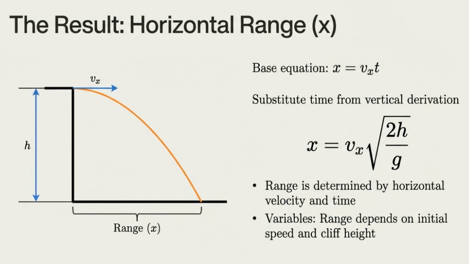Here, we see how the horizontal range is calculated by combining horizontal velocity and the time the object is in the air. The base equation shows that distance equals horizontal velocity multiplied by time. To find the time, we use the vertical motion formula, which involves the height of the cliff and gravitational acceleration. Substituting time into the horizontal equation, we get the range as the horizontal velocity times the square root of 2 times the cliff height divided by gravity. This tells us the range depends on how fast the object moves horizontally and how high it falls from, illustrating the main factors affecting the distance traveled before landing.